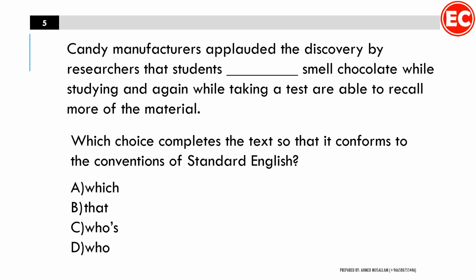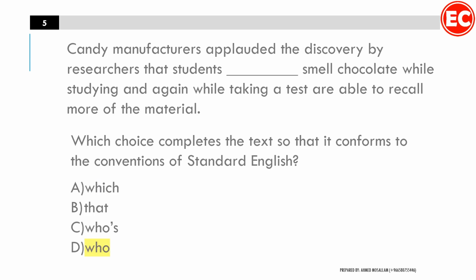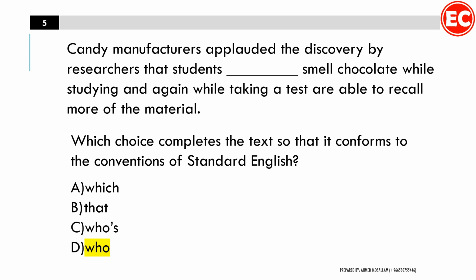Okay? He's saying candy manufacturers uploaded a discovery by the researchers that students smell chocolate. Who's going to smell chocolate? For sure the students. So "which" is for things. Now we come to "who is" and "who". Do we need "who is a smell" or "who smell" directly? For sure the answer is clear. It's going to be "who smell".